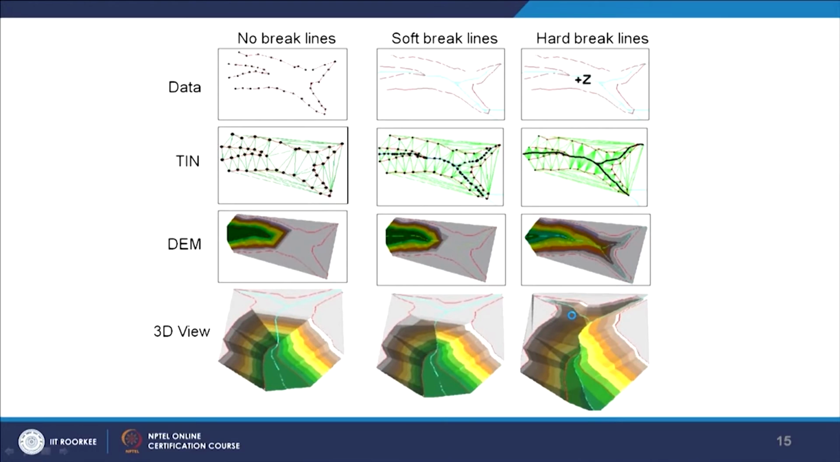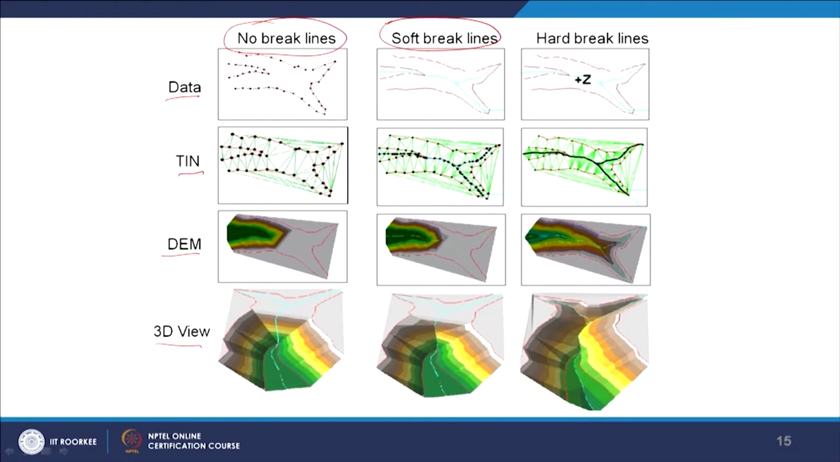Now, break lines. I will also try to show this through software. If I generate a surface, a TIN or digital elevation model, here we have no break lines. In this example, this is the input data, this is how the TIN will be created, and this is the digital elevation model, meaning raster, and this is how the 3D view will look based on the digital elevation model. But if I have soft break lines, that means my break lines are not very hard.